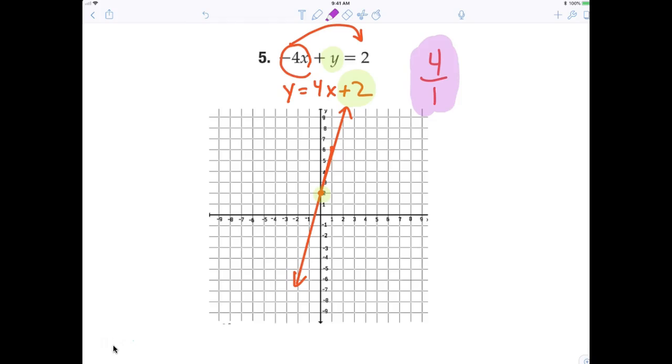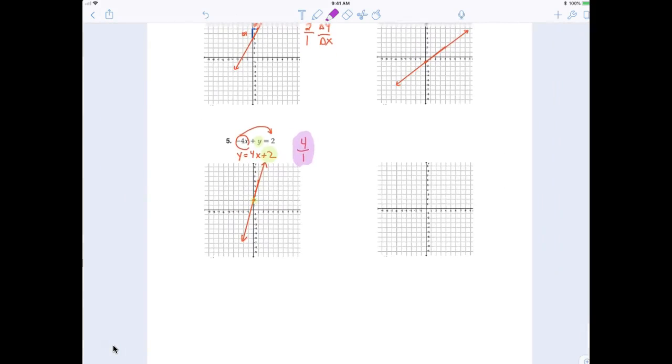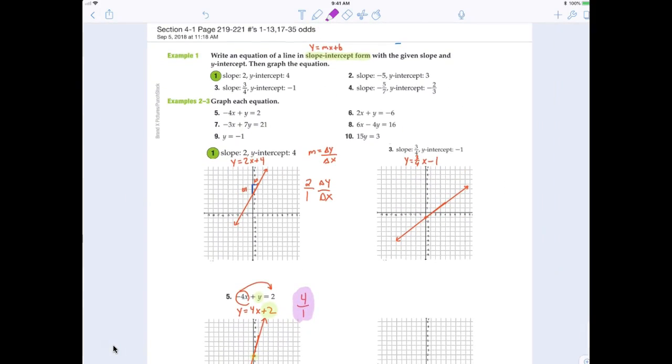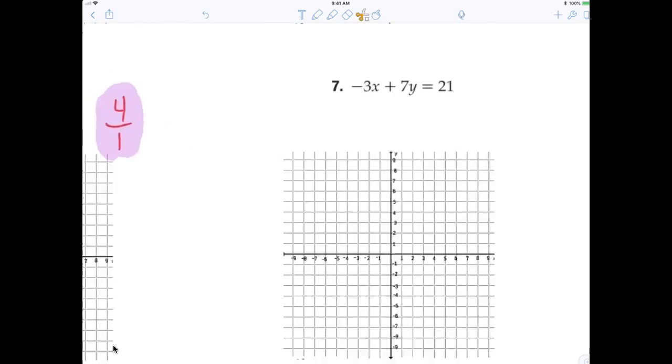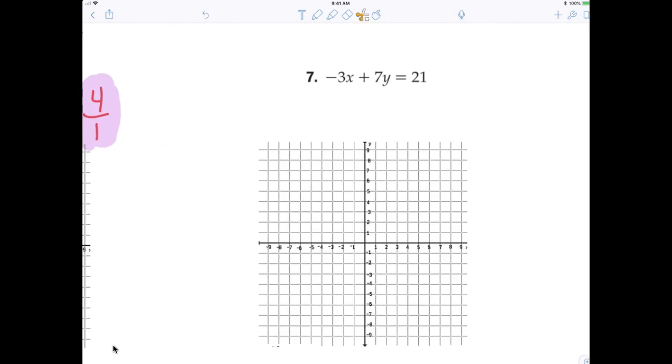Now, let's find the next one. So now I'm going to do... we have all kinds of issues now. Number 7. All right, Isabel, you get to help me on this one. Tell me what's the problem first off. You're good.